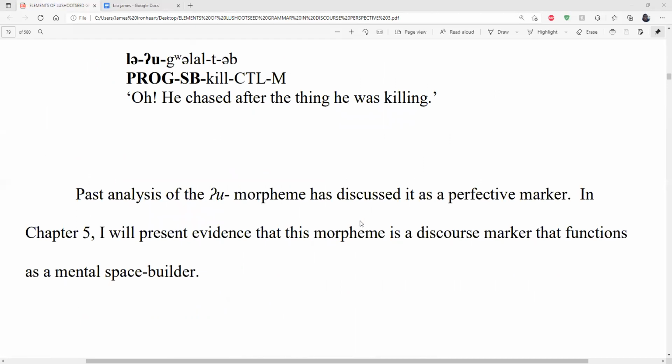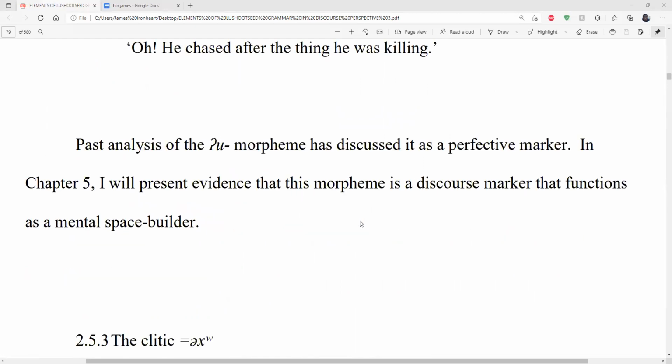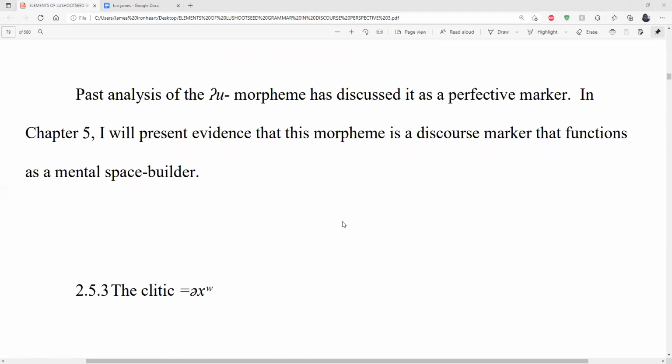Is this his dissertation? Yeah, this is actually his dissertation. Past analysis of the morpheme is a perfect marker in chapter 5, a discourse marker that functions as a similar space binder. This is just where he's saying that it is now not a tense marker. It will be the new information coming up. This is new information, right? Or important information to follow, right? That's where I was getting at with that last part.